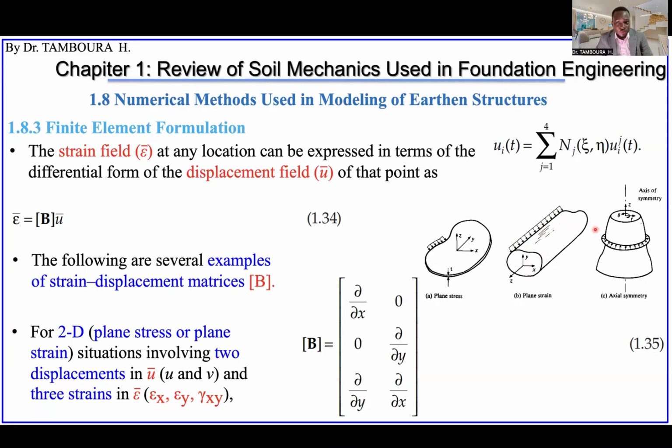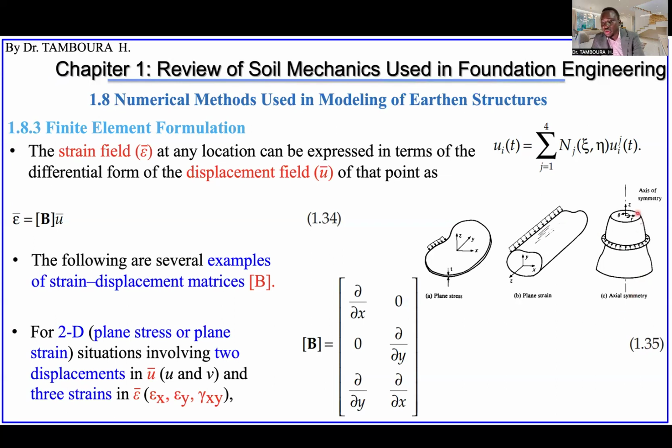So for this kind of condition, you can just take a 2D shape and study just one section, since all the sections are the same. That is, for example, a plane strain loading condition.